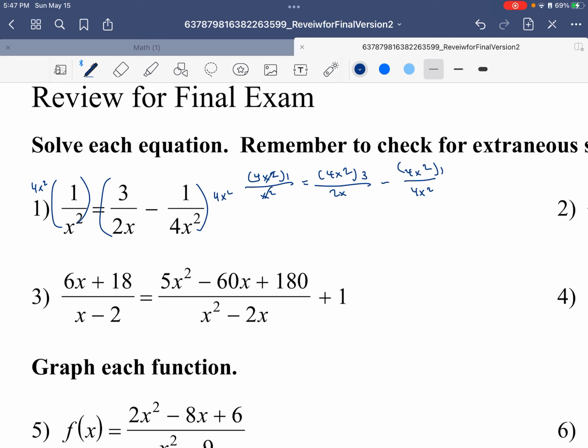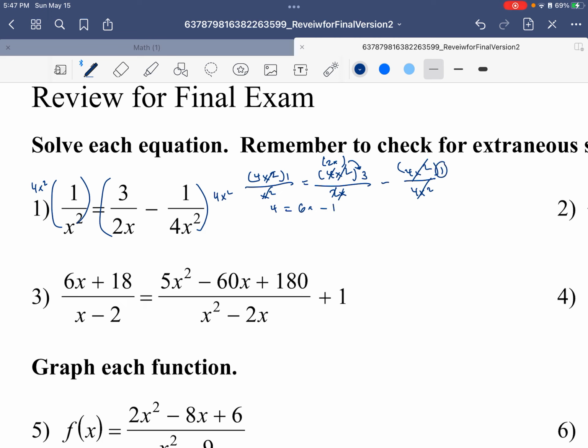x squared cancels out, we're left with 4, and it equals 2 goes into 2 once, 2 goes into 4 twice, so 2 is still here, and then x goes into x once, x into x squared once, we're left with another x. So we have 2x, and 2x is still in the parentheses, so 2x times 3 is 6x, and then minus, these cancel out, we have 1 left, so it's going to be 4 equals 6x minus 1.